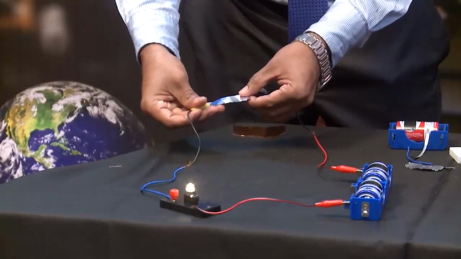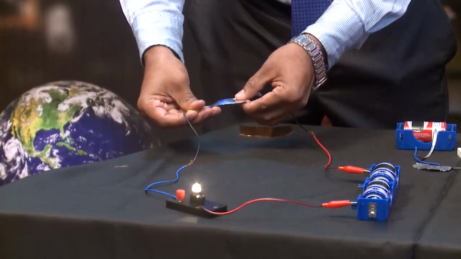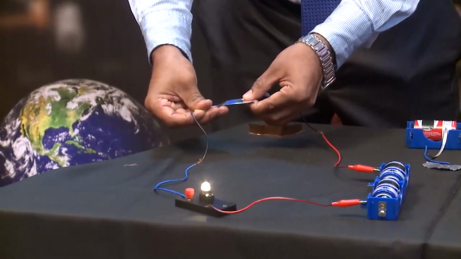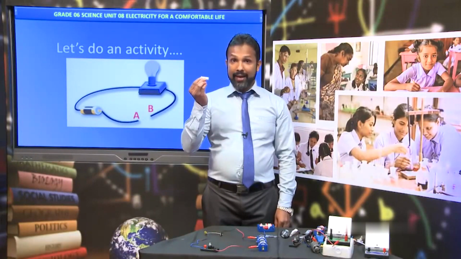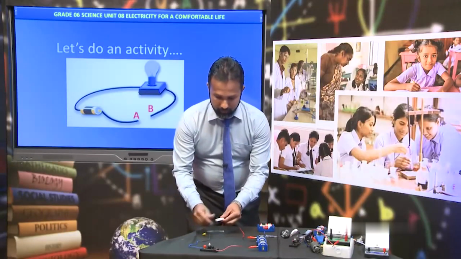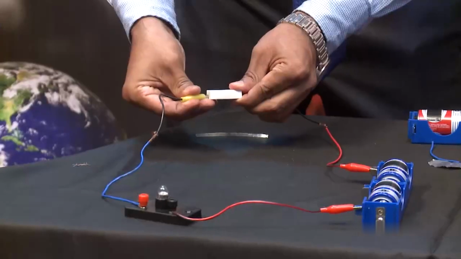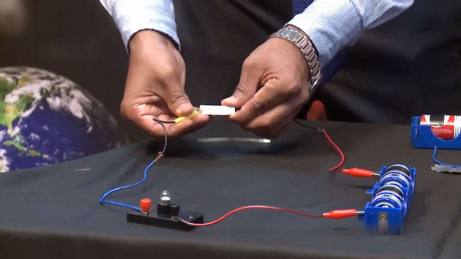What can you observe? The bulb glows. That means aluminium is a conductor. I am going to keep an eraser made of rubber in between A and B. The bulb does not glow. That means current does not pass through the rubber.